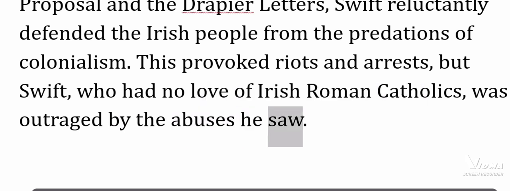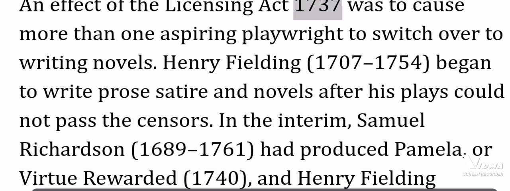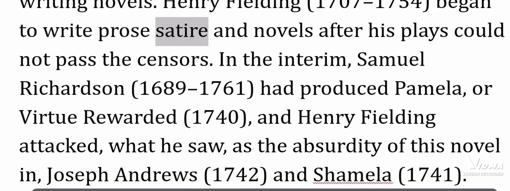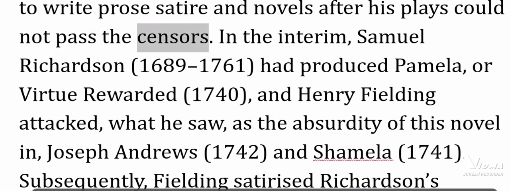the abuses he saw. An effect of the Licensing Act 1737 was to cause more than one aspiring playwright to switch over to writing novels. Henry Fielding, 1707 to 1754, began to write prose satire and novels after his plays could not pass the censors.